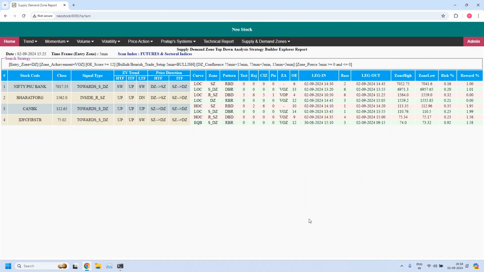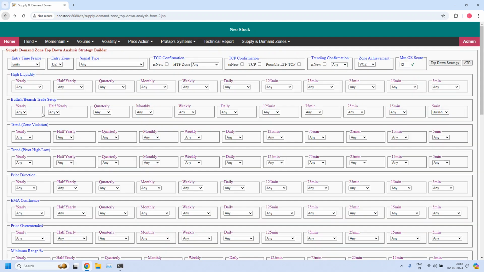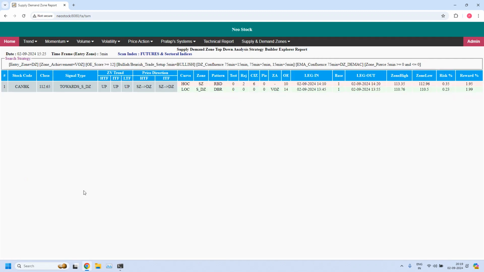So with 5 minutes, 15 minutes and 75 minutes, 4 stocks are filtered. Out of these 4 stocks, 3 stocks are in an uptrend in the HTF. If any of these 75 minute zones are having daily EMA confluence, it is a high probability trade setup. So I am enabling EMA confluence in the 75 minutes time frame, 75 minutes demand zone with daily EMA confluence. Let's filter. One stock is filtered and the 75 minutes trend is an uptrend.